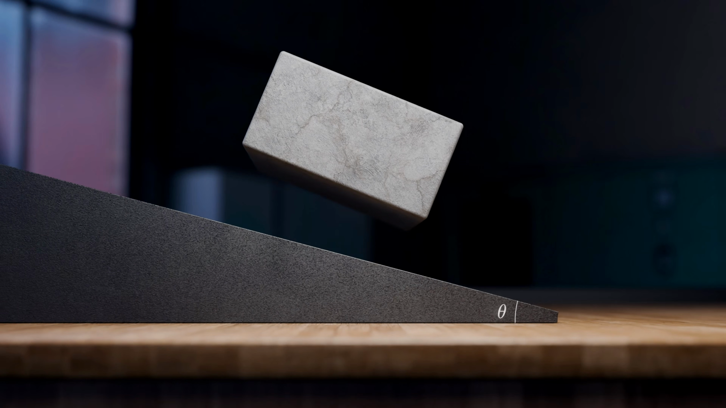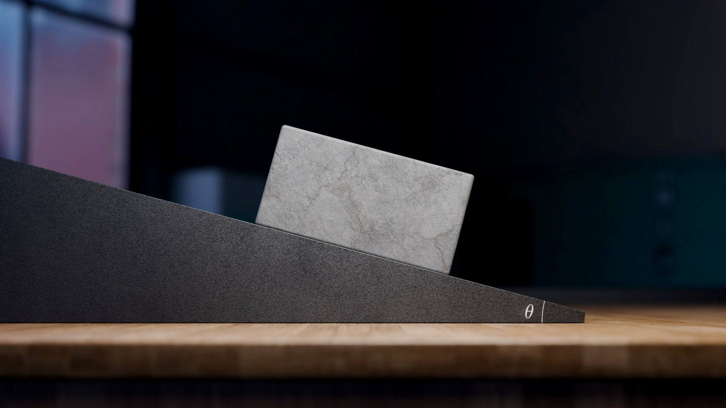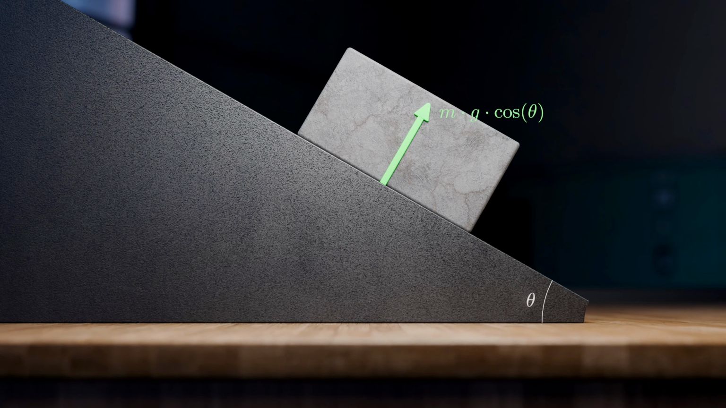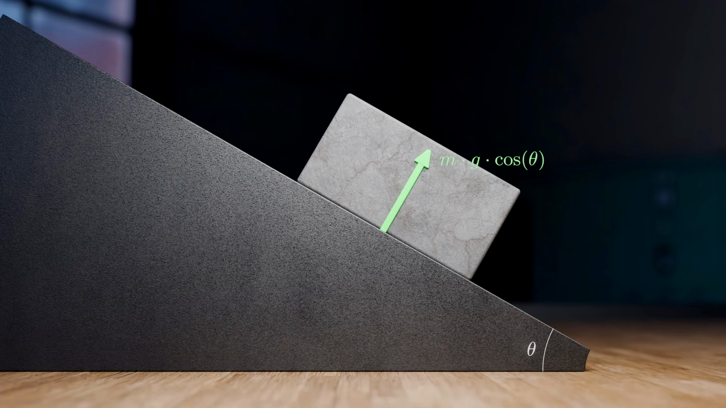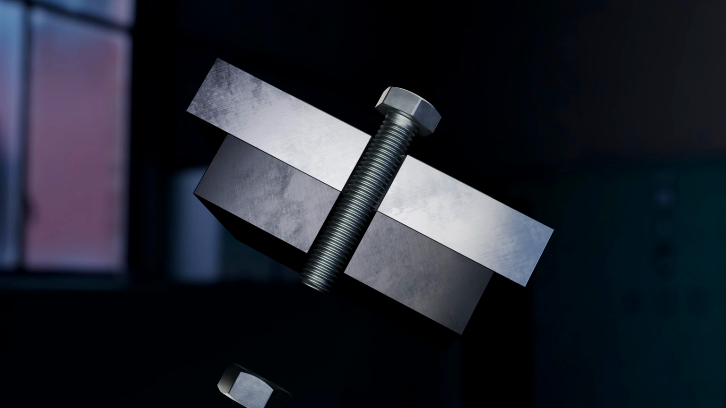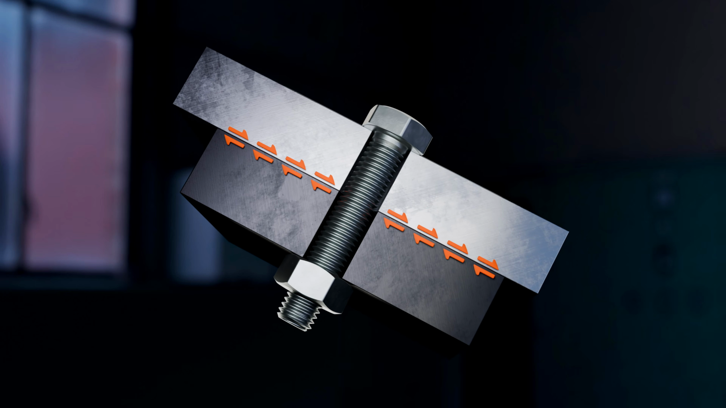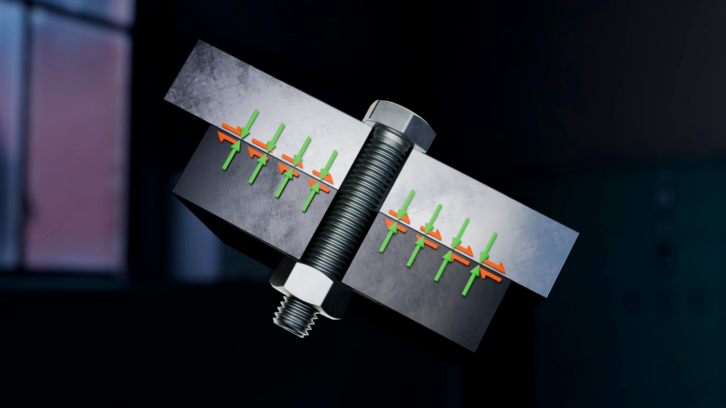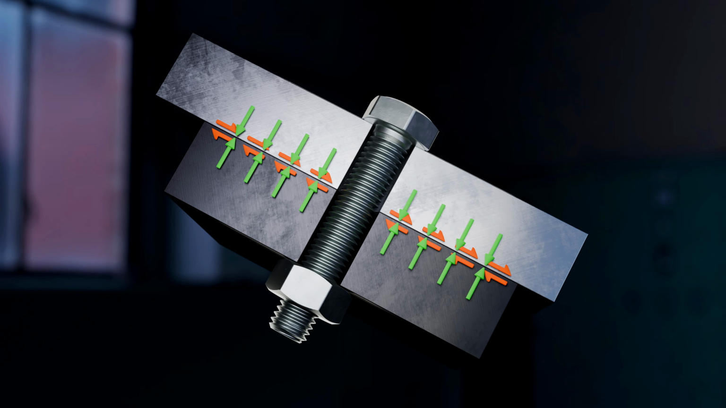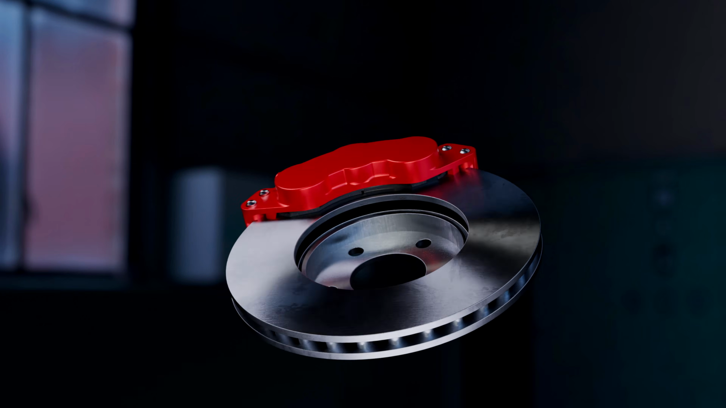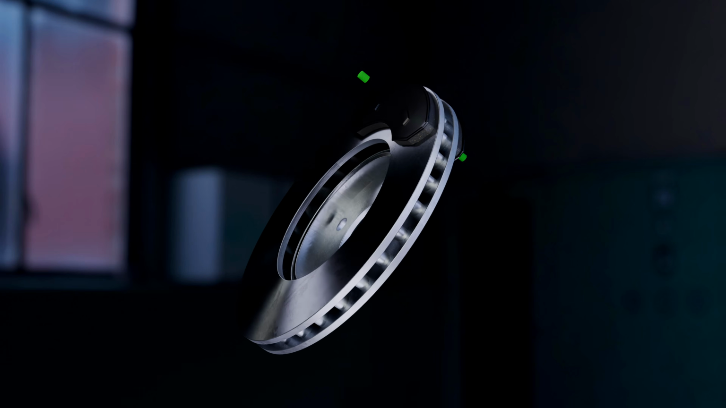On an inclined surface, the normal force is the component of the object's weight that acts perpendicular to the surface. A steeper slope will reduce the normal force, resulting in less friction. In a bolted joint, the normal force that determines how much friction there is between the two joined parts is the clamping force pressing the parts against each other. It's equal to the preload generated in the bolt by applying torque. And in a brake assembly, it's the force delivered to the brake pads by the mechanical or hydraulic system.